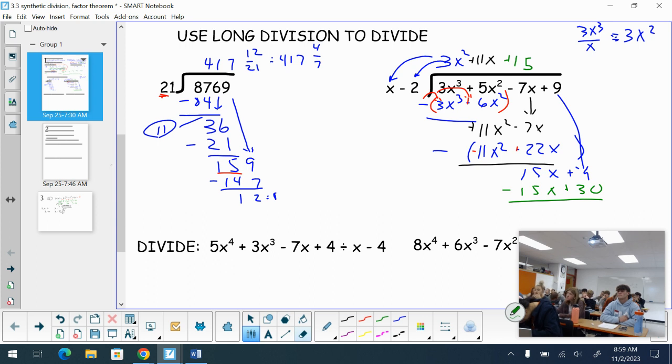So our remainder comes down to what? 39. Thank you. 87 minus 84 is equal to 3. You guys continue to reinforce that with me. I appreciate it. So we now have 3x squared plus 11x plus 15 plus 3 over x minus 2.